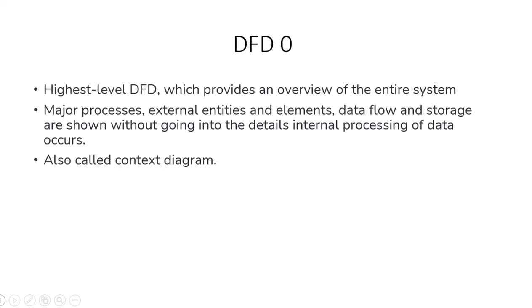DFD 0 is also called the context model or context diagram. Why do we call it a context? It will be discussed shortly. DFD 0 is the highest level DFD, which means we will not go into the concrete, inside detail, but rather DFD 0 provides an overview of the entire system and what is outside, the surroundings. So that's why it is called a context diagram.